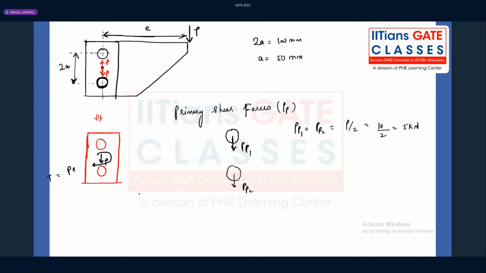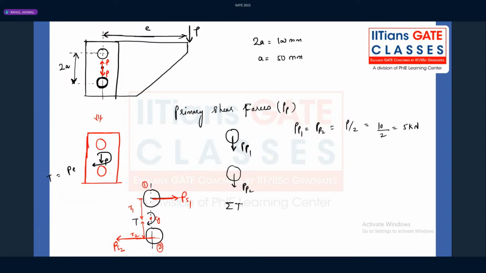Now, what will happen, guys? These are the rivets, and the twisting moment will be applied like this. Based on the distance from the center of gravity to the rivets, for example, this is distance R1, this is distance R2. I'm calling this rivet number 1, rivet number 2. They will try to introduce the secondary shear forces PS1, PS2. How to calculate the secondary shear force, guys? It's very simple.